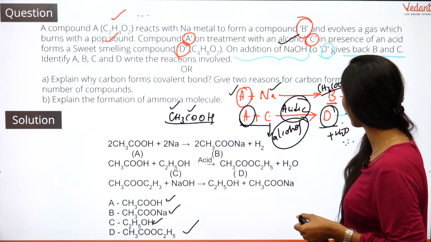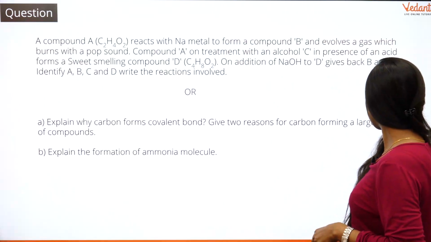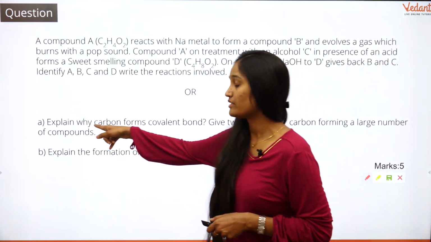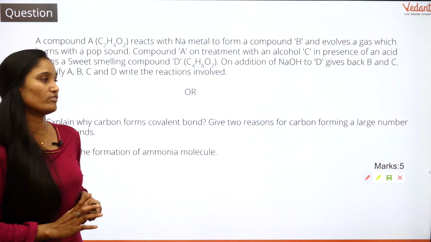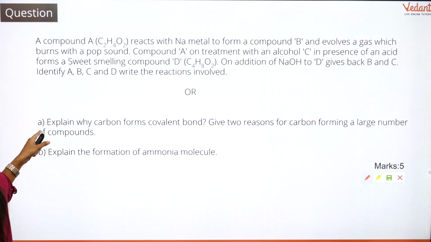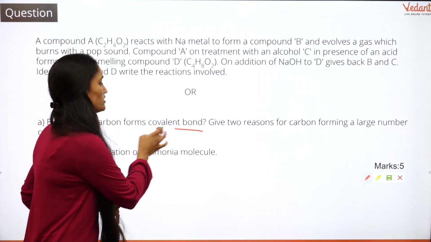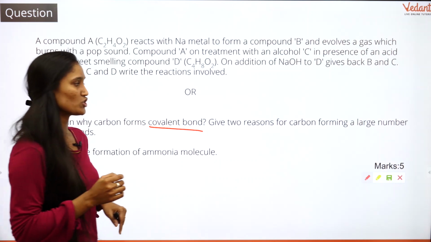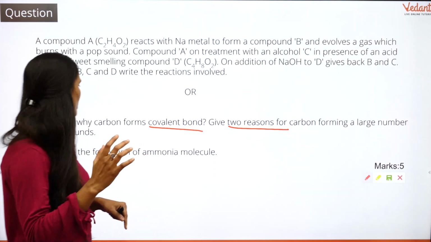So good to go with the next question, which has an internal choice. Let us read the question once and then come back to the answer. There are two parts in this. Both of them together carry 5 marks and we'll have the marks split later. Let's read the question first. Explain why carbon forms covalent bonds, the reason behind formation of covalent bonds by carbon. Give 2 reasons for carbon forming a large number of compounds.